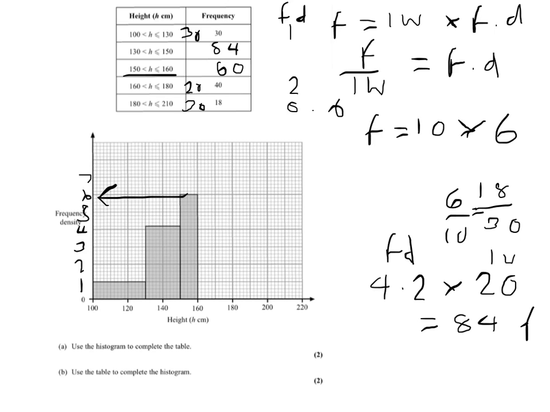So we have calculated the frequency density for the 160 to 180 as 2, so we simply draw across from the 2 to the 180. I'll rub out the bit we don't need. That's my one. Okay, so that's the frequency density of 2, and then I need to go to 0.6 and take across to 210. So 210 is going to be halfway between 200 and 220.